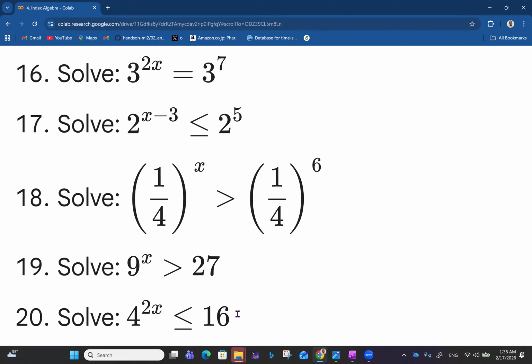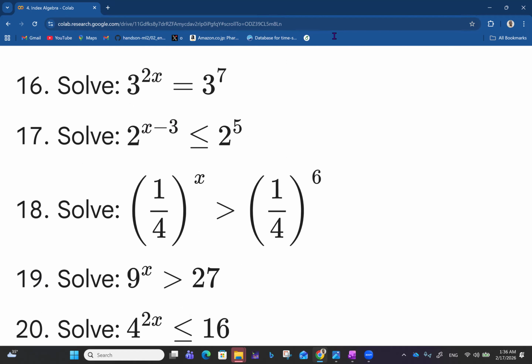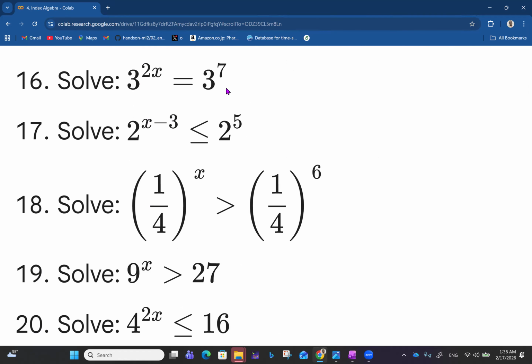Then 16 to 20, if you can fit all of that in at once. So you want to solve this. Okay, this is not even an inequality. So to solve this, of course, you can compare the powers. 2x equals 7. That means x is 7 over 2. Then to solve this, because 2 is greater than 1, you can just maintain the direction. x minus 3 is less than or equal to 5. That means x is less than or equal to 5 plus 3. That's x is less than or equal to 8 in that regard.